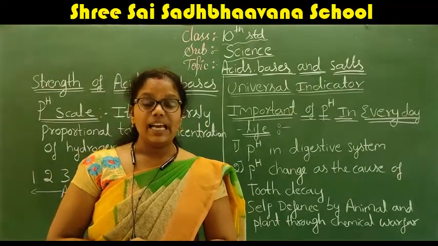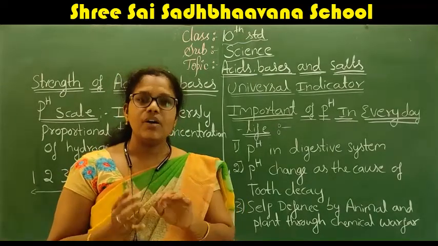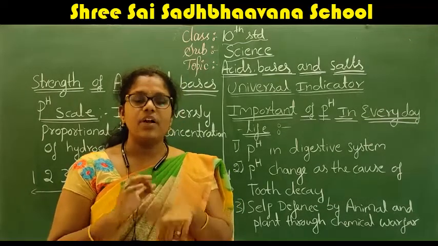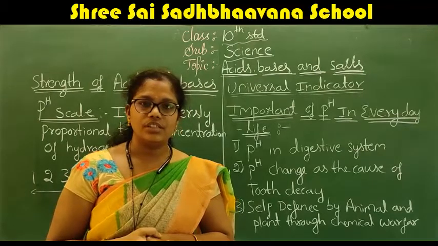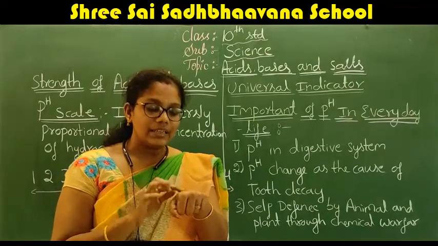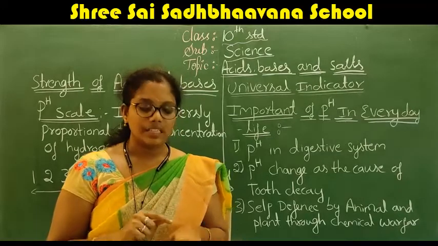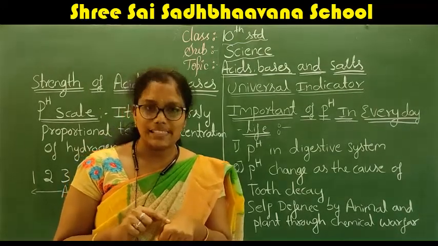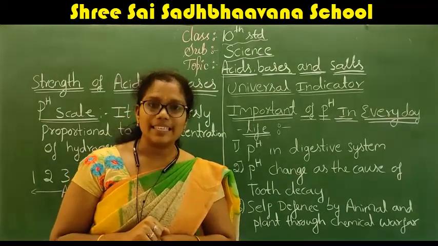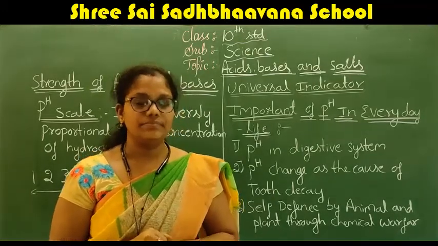The last point: self-defense by animals and plants through chemical warfare. If you take the example of the honeybee, if that honeybee bites us, what happens? We get irritation, right? A burning sensation happens. Why do you get that burning sensation? When the honeybee comes and bites us, it leaves methanoic acid on the surface of the skin. Due to that acidic condition of the methanoic acid on the skin, it causes irritation.